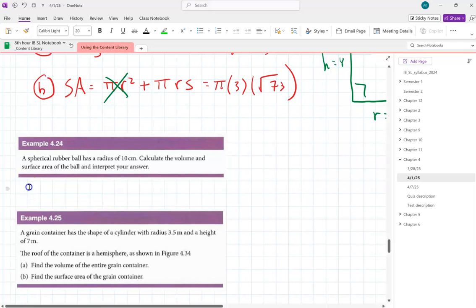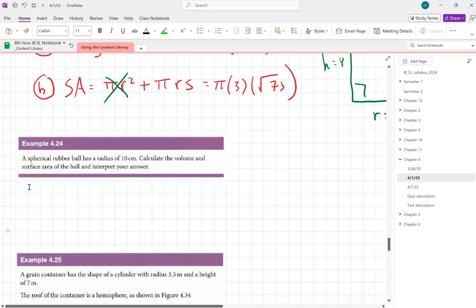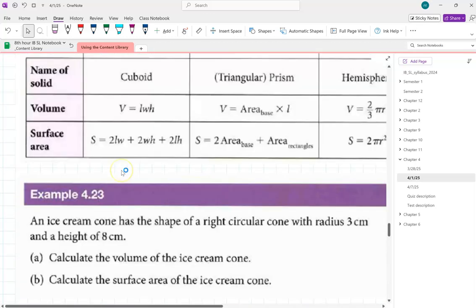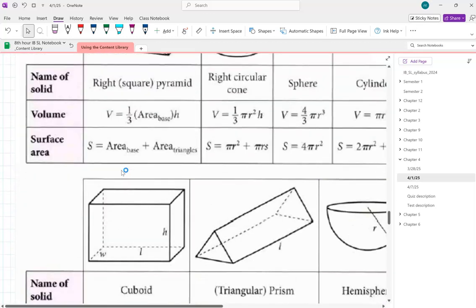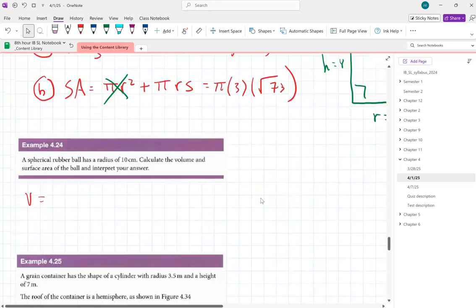Okay. All right. It says a spherical rubber ball has a radius of 10 centimeters. Calculate the volume and surface area of the ball and interpret your answers. So if we go to our list, we have a sphere. The volume is 4/3 pi r cubed. The surface area is 4 pi r squared.